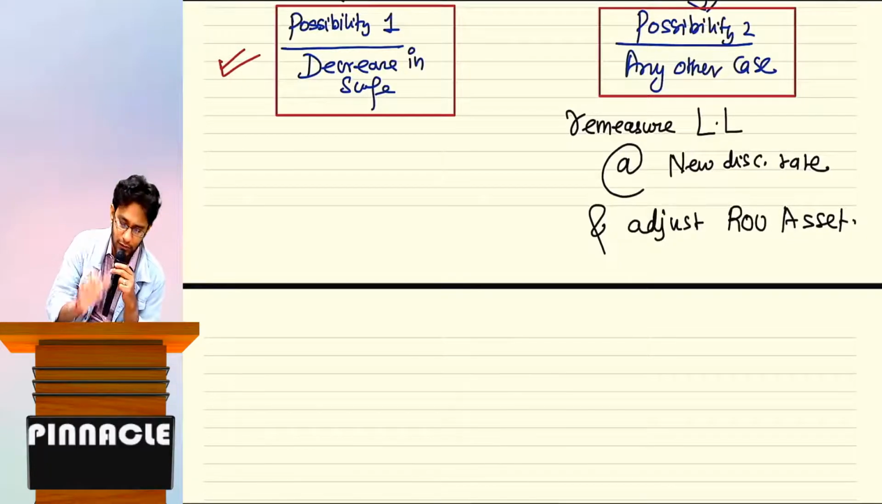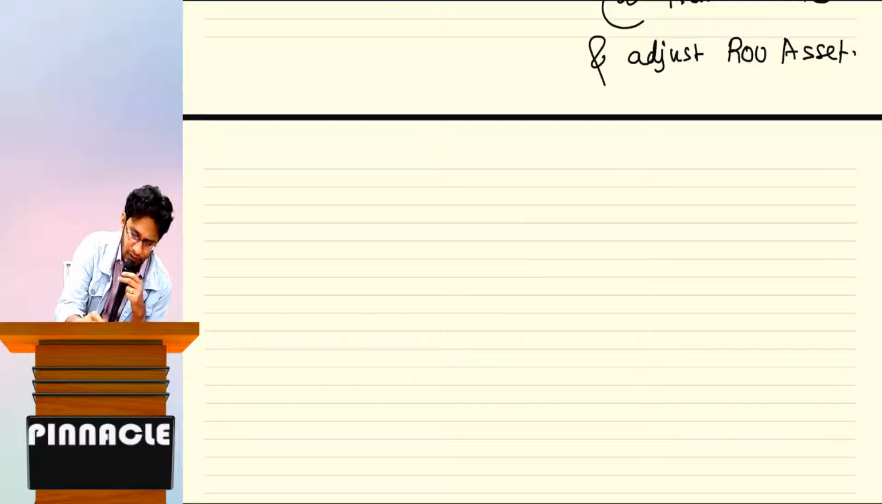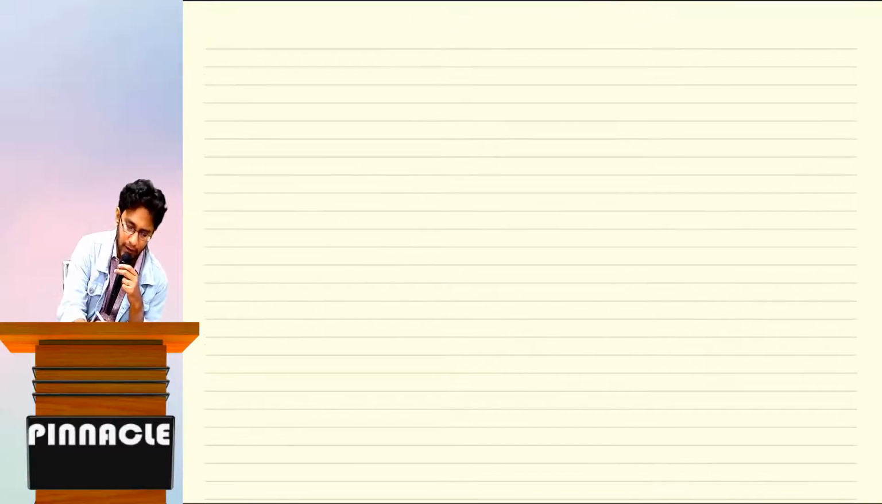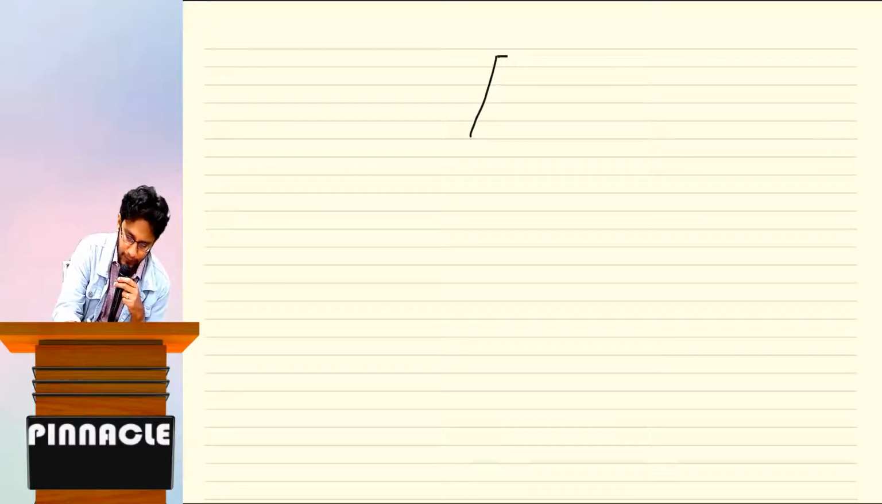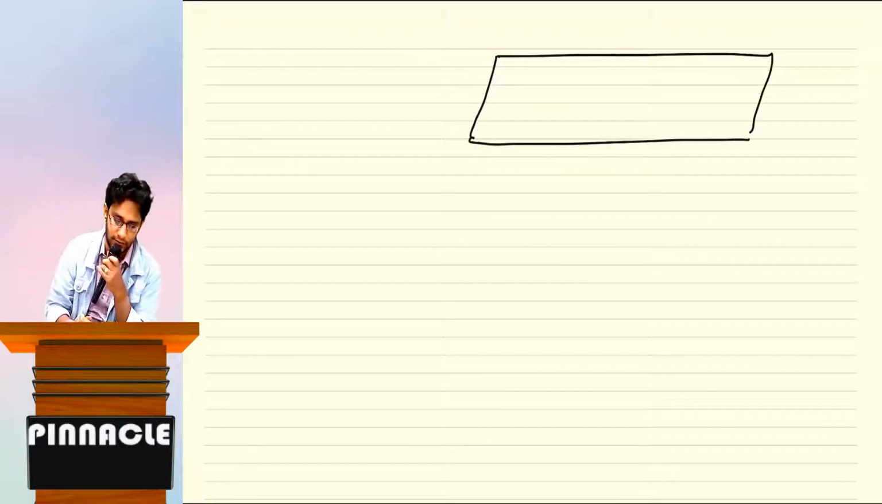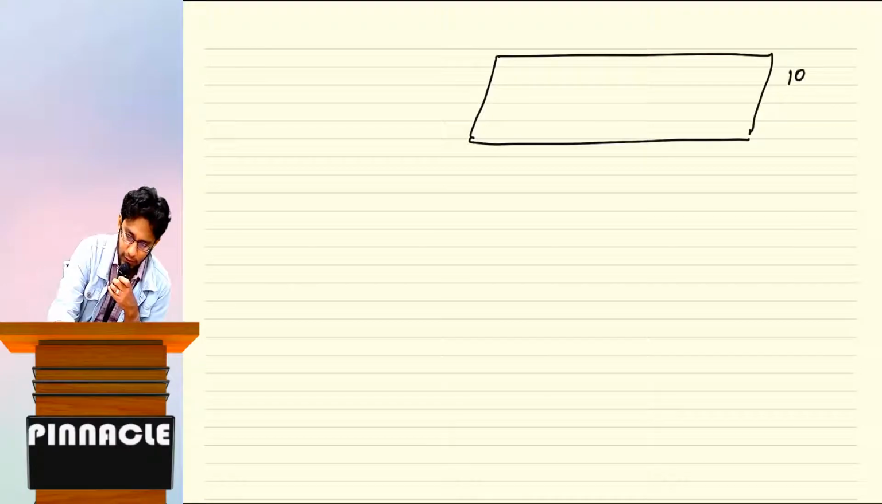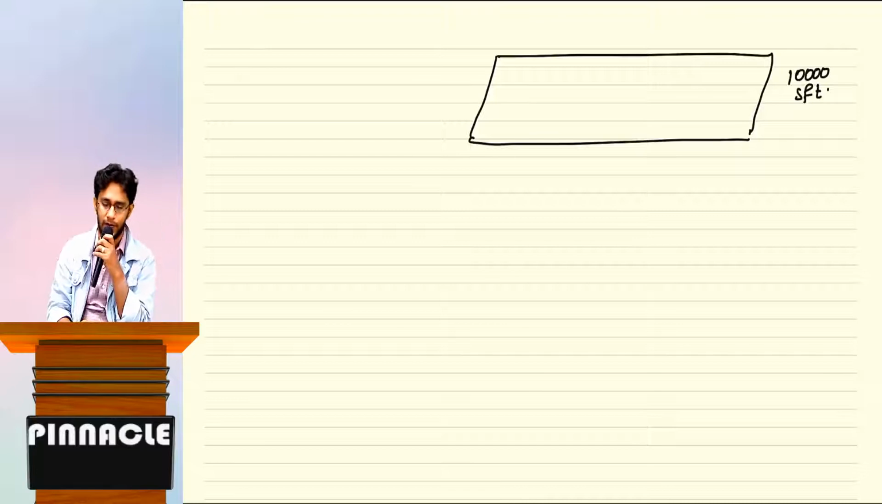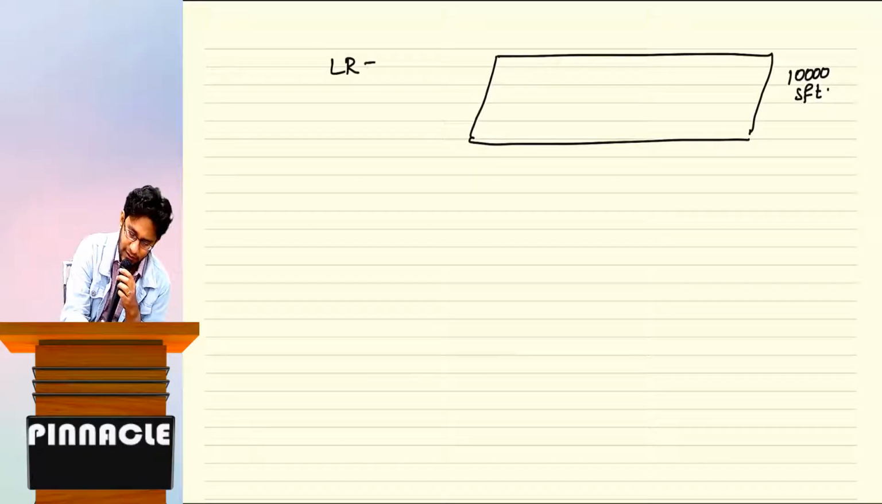So first go on watching, sir. At once I'll make you write all the steps and all. Sir, originally I took this entire full space on lease. Imagine that is the total 10,000 SFT space, sir. Okay. For this lease rent I agreed to pay 1 lakh per annum.